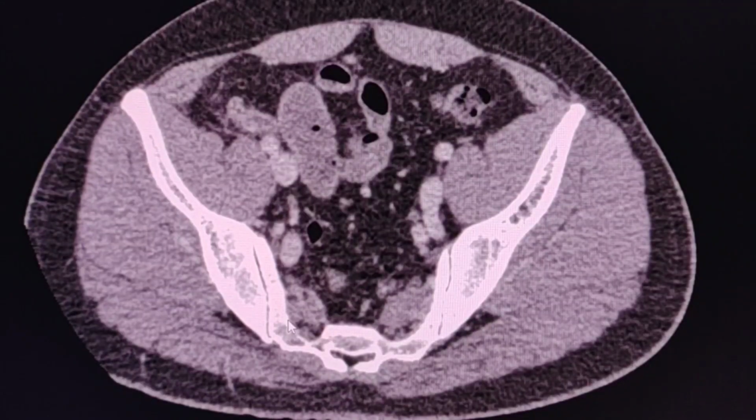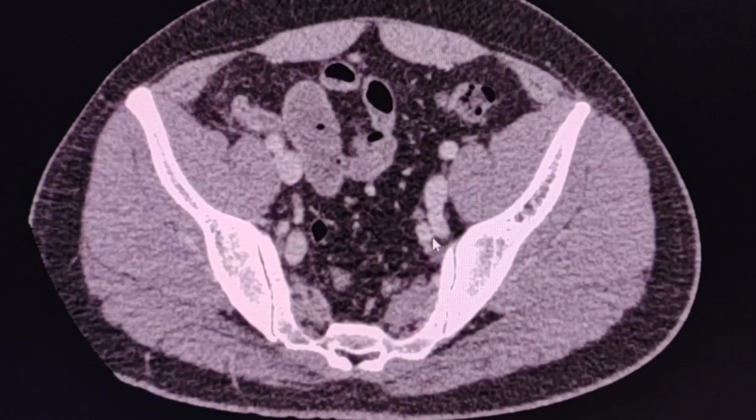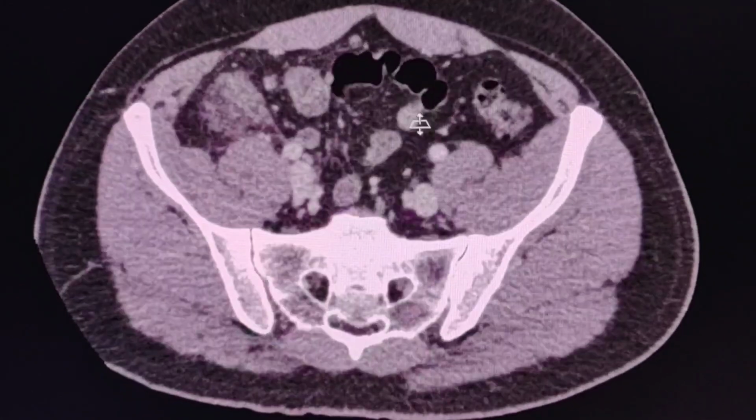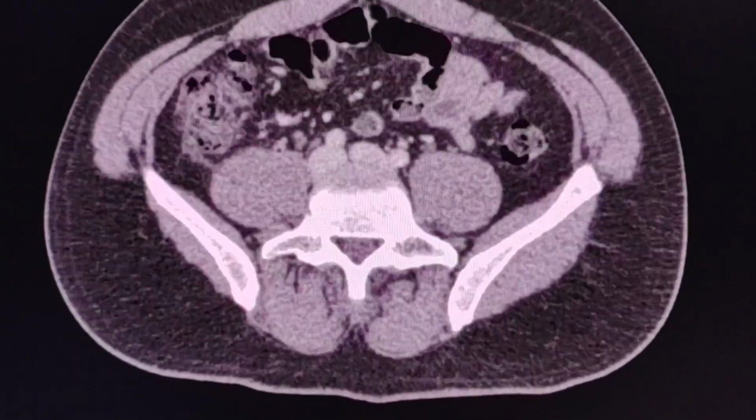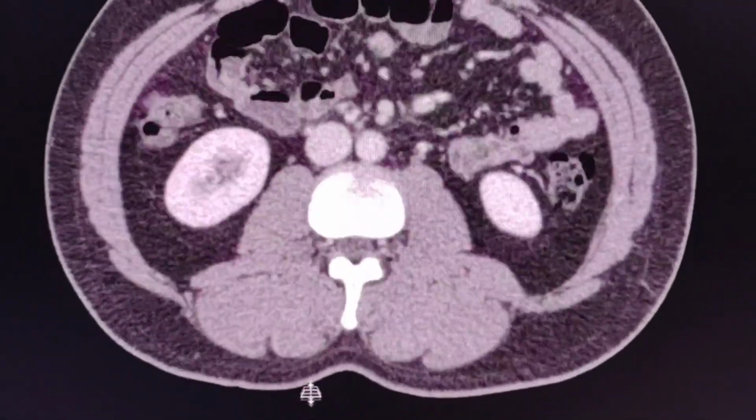This is a case of a 31-year-old male patient presenting with a 3-day history of right iliac fossa pain, Rovsing's sign positive and feeling feverish with raised inflammatory markers, and the query from the clinician was appendicitis. So a CT scan of the abdomen and pelvis was done.